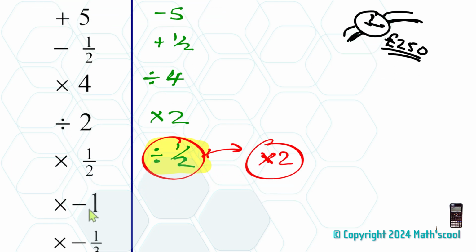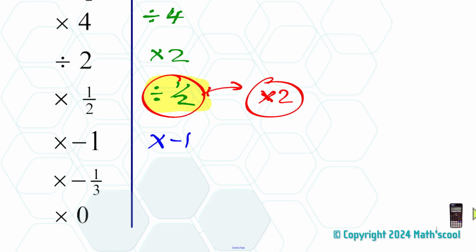The opposite of times -1. When you multiply something by -1, you make it negative. So if it was positive, you make it negative. But if it was already negative, you make it positive again. So therefore, times it by -1 is the opposite of itself. So the opposite of times -1 is times -1. It's self-inverse.